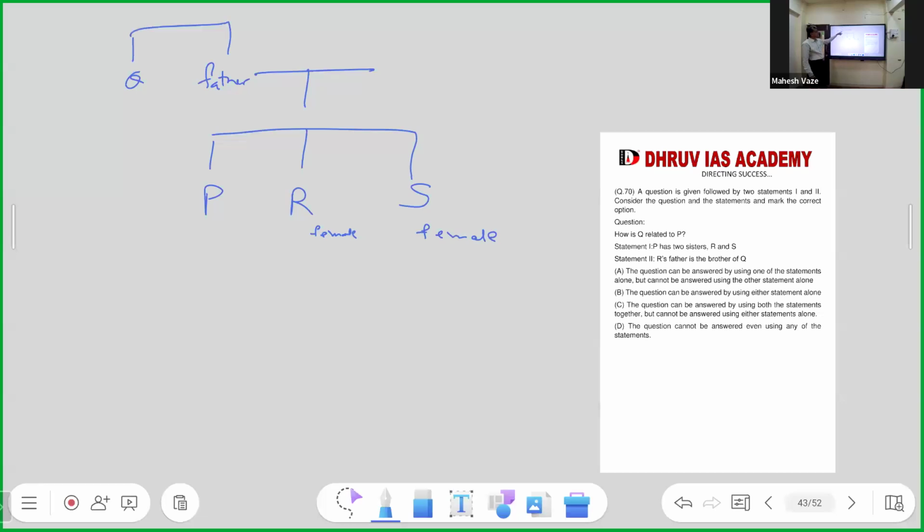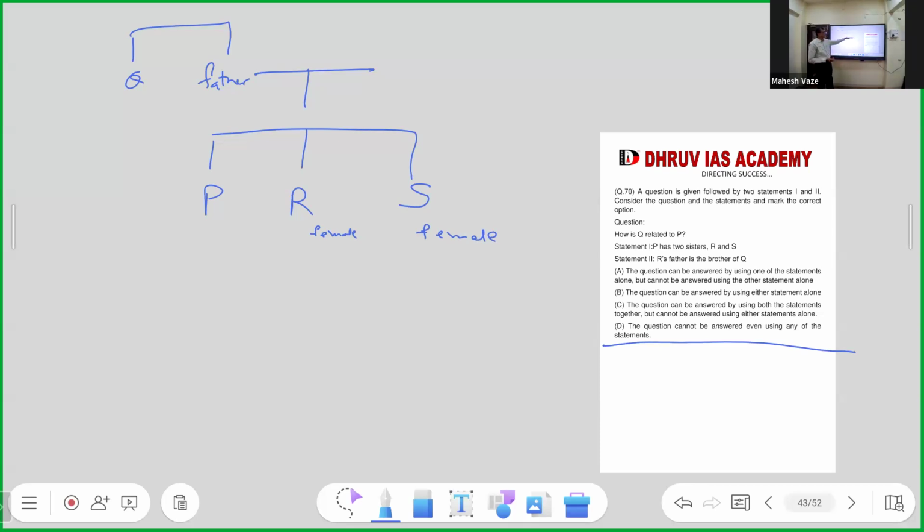But again, see here, R's father is the brother of Q, but there is no mention of the gender of Q. So whether Q is a male or female. Because the question is how Q is related to P, we should be able to find out Q's gender. For P, if Q is a lady, then she will be paternal aunt. If Q is a male, paternal uncle. So to know the exact relation, we should know whether Q is a male or female, which is not provided here. So the question cannot be answered even using any of the two statements.